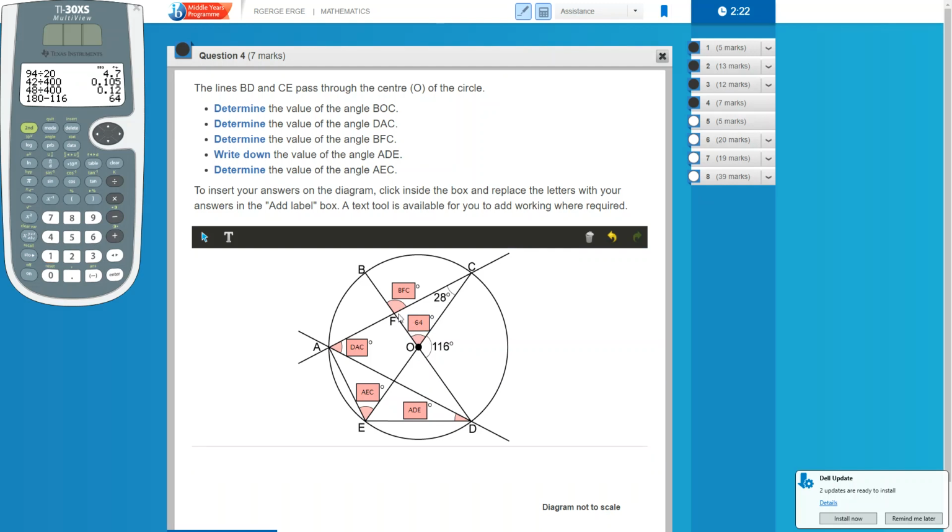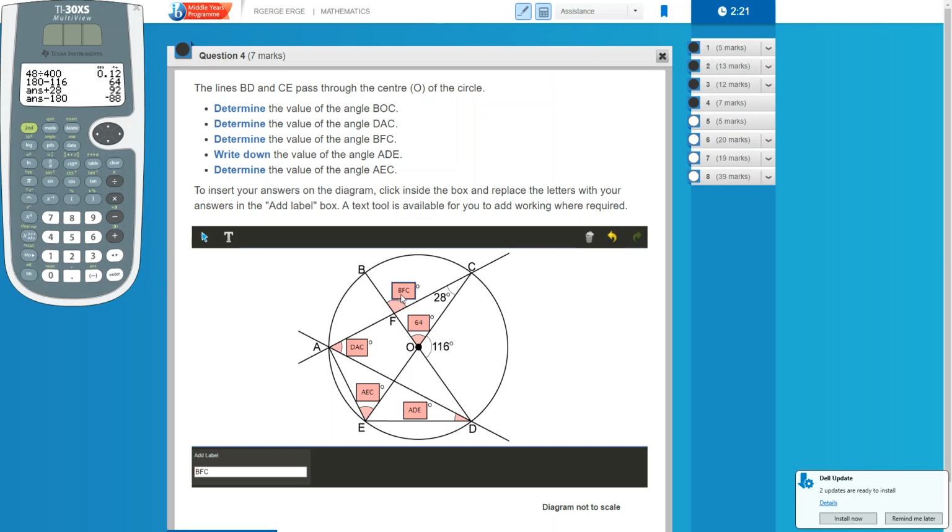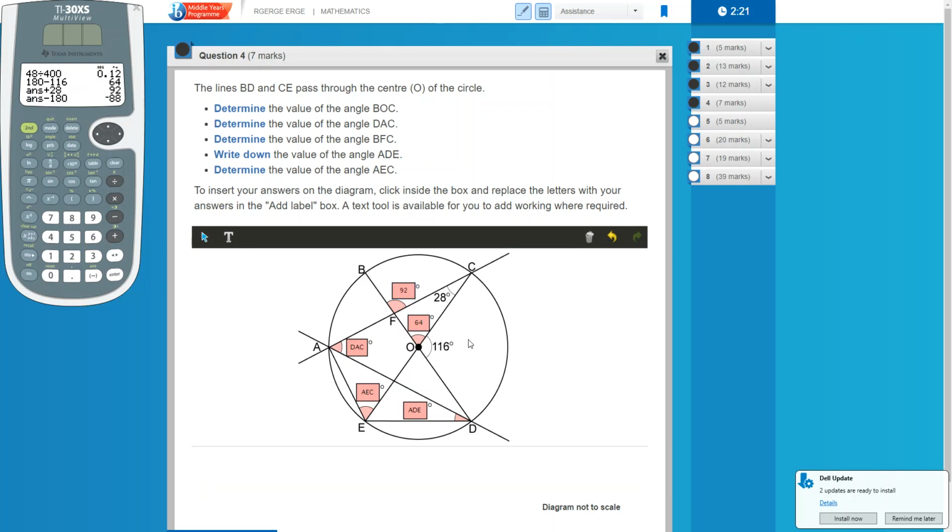Now, angles in a triangle have to add up to 180. So 64 plus 28 is equal to 92. Subtract that from 180. So this angle here is 88, which means that, well, if these add up to 180 as well, then this one is 92. Okay, and what else can I work out here?